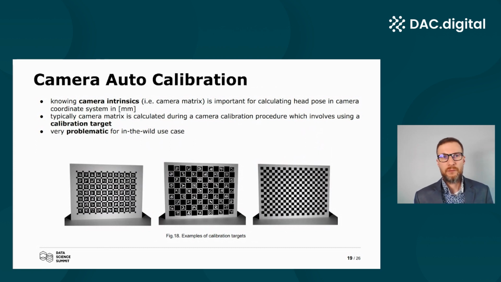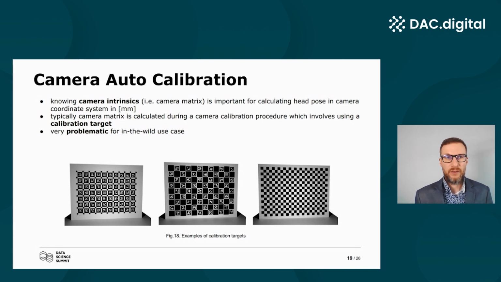Another piece of the puzzle we're missing when operating in the wild are the camera intrinsics, namely the camera matrix. It's important for accurate head pose calculations, among other things. Typically, camera matrix is calculated during a camera calibration procedure, which involves using a calibration target and recording its image representation in various locations within the camera field of view. So you basically move that calibration target in front of the camera. Below you can see the examples of different calibration targets.